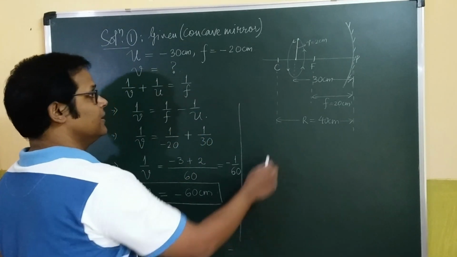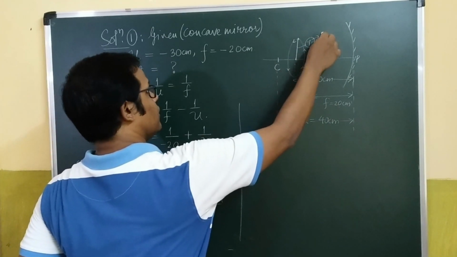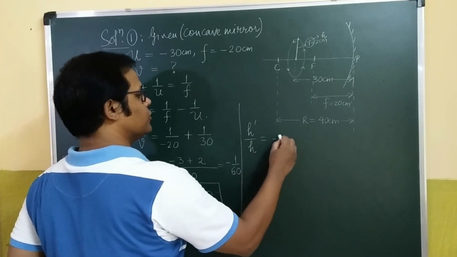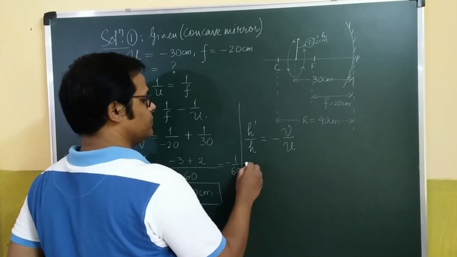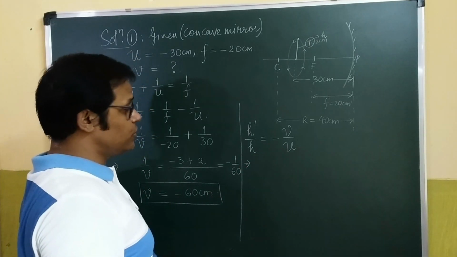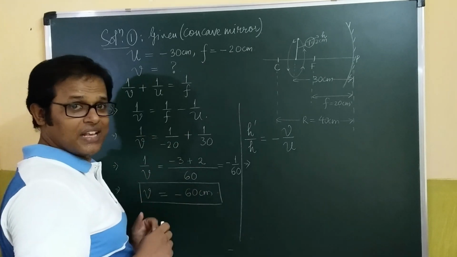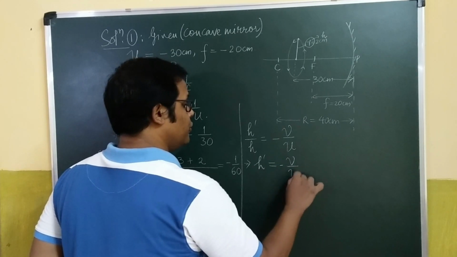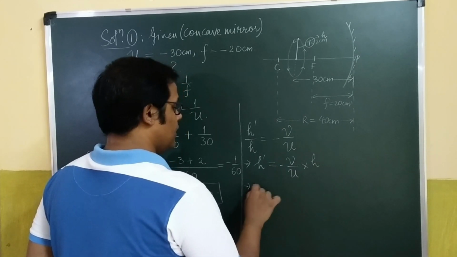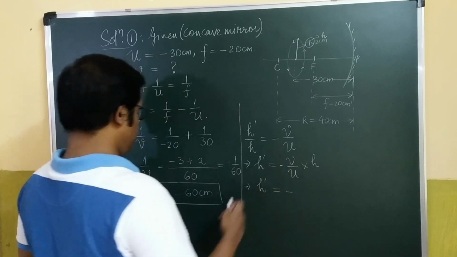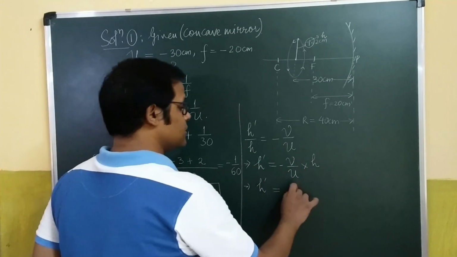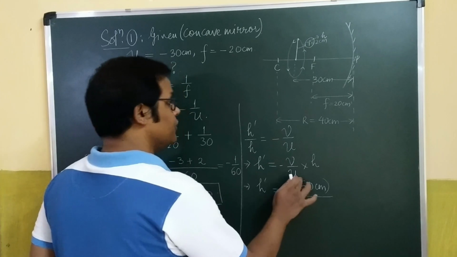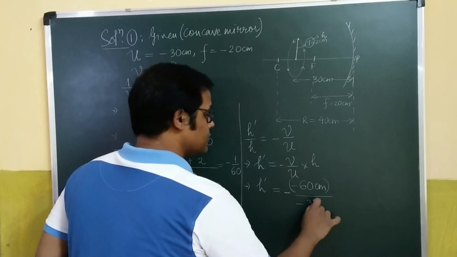For that, assuming this R as the height of the given object, we can write H dash by H should be equal to minus V by U. The problem at the beginning might have sounded a bit tricky, but now you see, once you visualize it, it becomes easier. So H dash equals minus V by U multiplied with H, and put in the substitution correctly. V, we have got it as minus 60 centimeters. So let us put it as minus 60 centimeters within the brackets. And U is given to us as minus 30 centimeters.